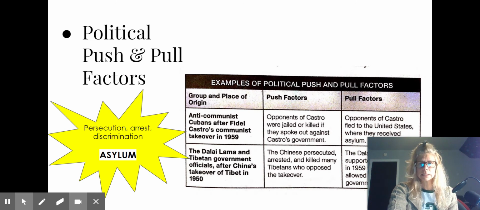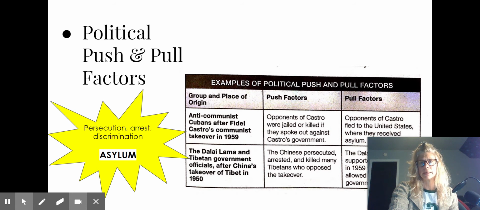Now, political push and pull factors. They use Cuba in your book as a push and pull example as well. When Cubans were escaping Fidel Castro's regime, they were being pushed out. A lot of them ended up in Florida and Miami because it was very close to the island of Cuba, and there were lots of places to seek asylum there, and jobs.